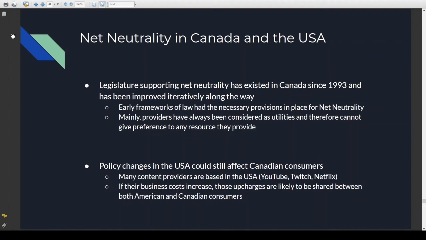Despite the protections established in Canada, policy changes in the US could still affect Canadian consumers. Many of today's biggest content providers are based in the USA, such as YouTube, Twitch, and Netflix, and if their business costs are to increase, those upcharges are likely to be shared between both American and Canadian consumers.